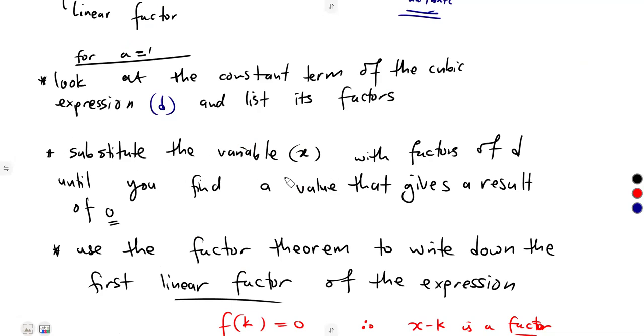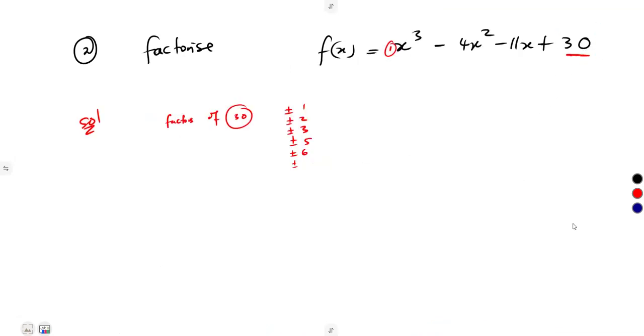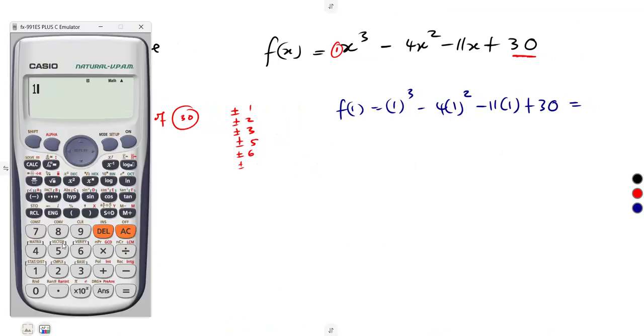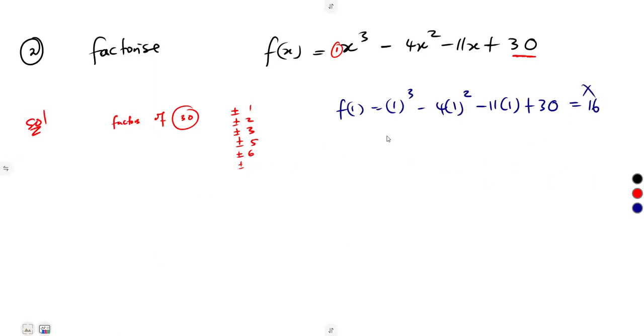So substitute the variable x with the factors of d, which is our constant. These are the factors. So you need to substitute that in place of x. f of 1: 1 to the exponent of 3 minus 4 times 1 squared minus 11 times 1 plus 30. You're going to see that this is not going to give us a 0. Let us try 1, with a bracket: 1 to the exponent of 3 minus 4 times 1 squared, minus 11 into 1 plus 30. This is going to give us 16. That's not a 0, so we do not have a factor there.